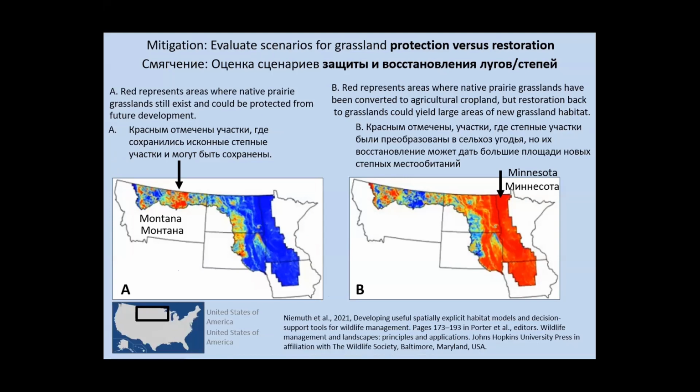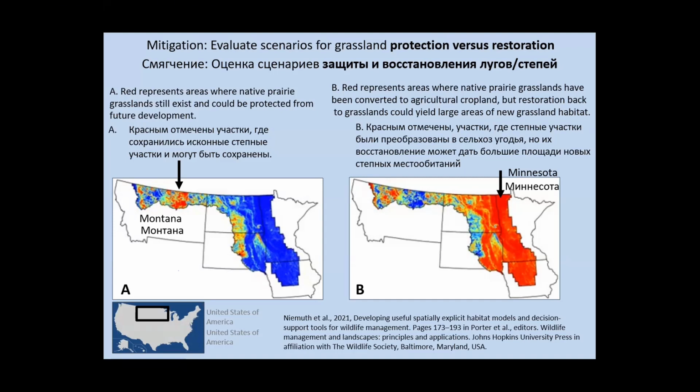Maps also can be used in mitigation. So all previous examples obviously were how to avoid or minimize impact. The final step in that three-step mitigation process of avoid, minimize, and mitigate obviously is mitigation. So maps and models can be used to help evaluate scenarios such as where to put mitigation dollars. How does one allocate mitigation dollars for grassland protection and grassland restoration, for example?